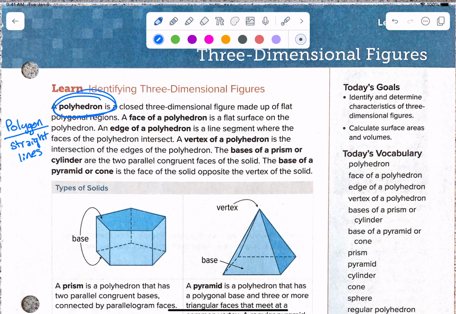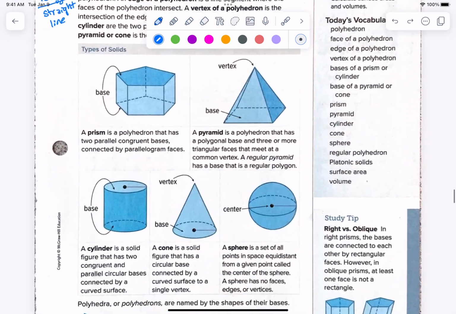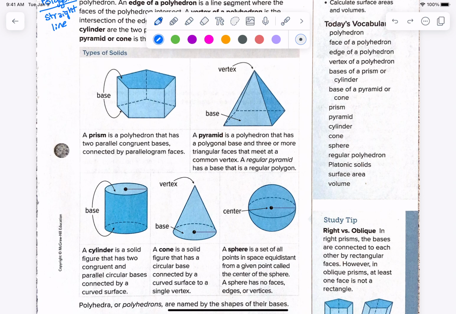All right, now, in the same way a circle is not a polygon, polyhedrons kind of go the same route, but polyhedrons are 3D figures, okay? So there are 5 3D figures that we're going to talk about. The first one is a prism. The second one is a pyramid, okay?